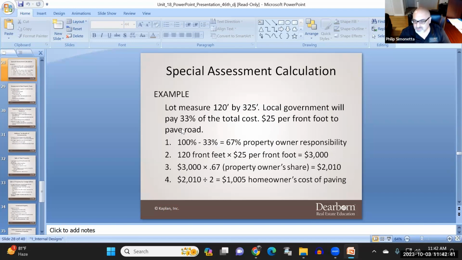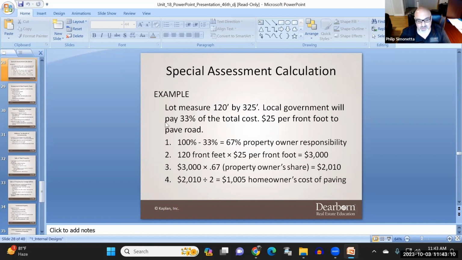Remember, it's only by front feet, right? So when you look at this, the lot measures 120 by 325. You can cross off the 325. It doesn't matter. You're not paving the backyard, right? 325 is how far back it goes. We want to know how far forward, like along the street it goes, right? So 120 is along the street, 325 is the backyard. If you were paving the backyard, it'd be that, right? So you worry about this.